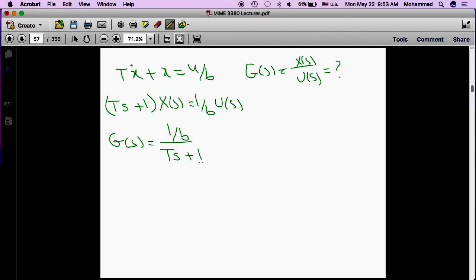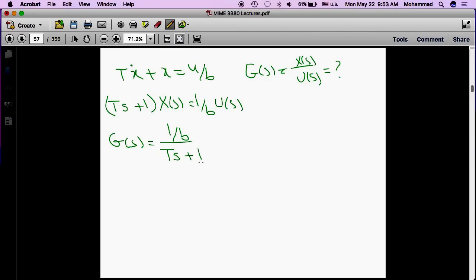So what do you need to do? You take the differential equation into the Laplace domain, which essentially means T x dot becomes Ts times capital X of s. x simply becomes capital X of s. 1 over b times u of t becomes 1 over b times U of s. And if you create the ratio of X over U, you'll have 1 over b in the numerator, Ts plus 1 in the denominator. Now that should give you a general rule.